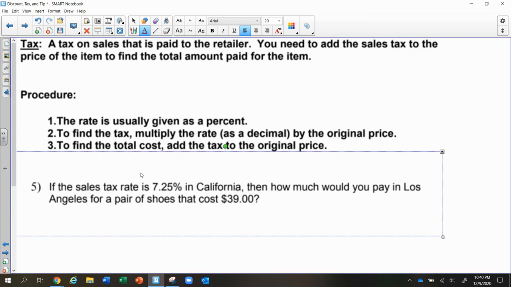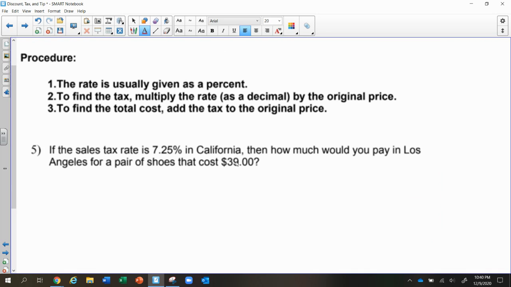The next one is sales tax. This one is pretty much the same, except usually we have a decimal percent. Like I mentioned before, our sales tax is 8.6%. It says in California it's 7.25%. The process doesn't change. We're still going to work it out the same way. So the rate is usually given as a percent. To find the tax, multiply the rate as a decimal by the original price. And then to find the total cost, you add the tax to the original price.